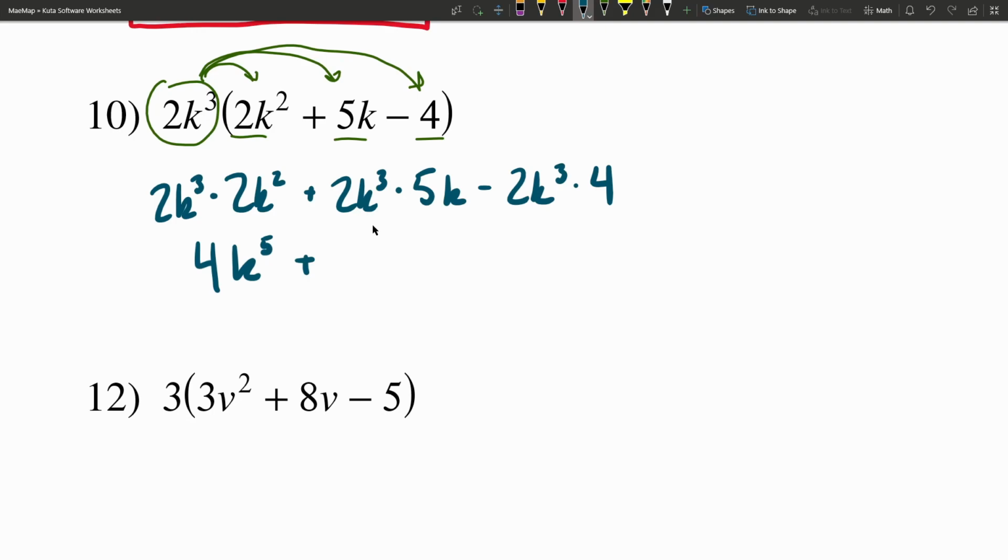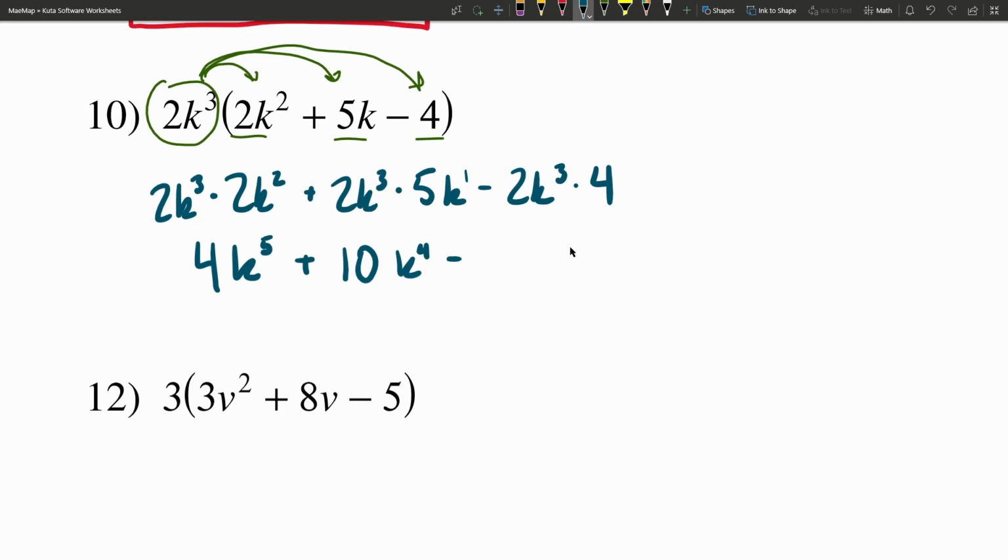plus 2 times k cubed times 5 times k. 2 times 5 is 10. K cubed times k, that's 3 k's, k times k times k, multiplied together. And we're going to multiply it by a single k. That's 1, 2, 3, 4 k's multiplied together. So that's going to be k to the 4th, or k to the 3 plus 1. Again, k to the 4th. So writing that out, we have 10k to the 4th.